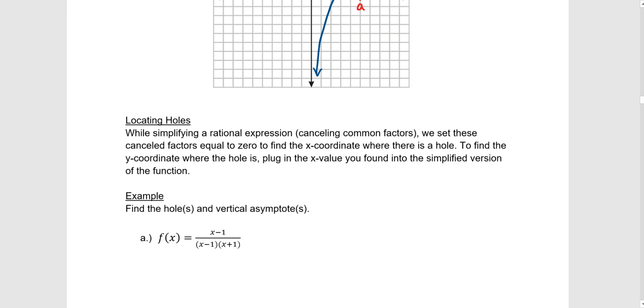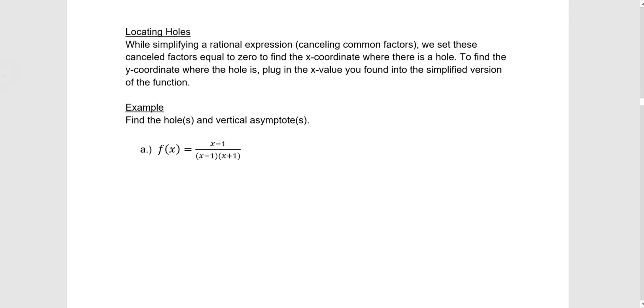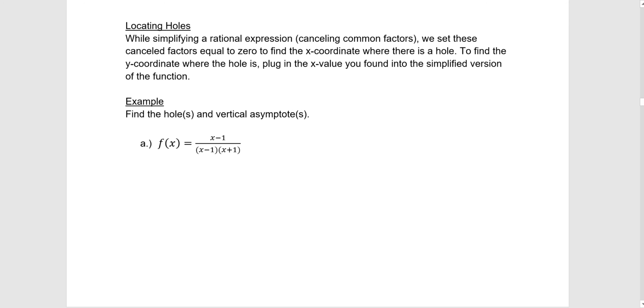Okay, so for locating holes, when we are simplifying a rational expression and canceling those common factors, instead of setting the simplified denominator equal to 0 like we do with the vertical asymptotes, we're going to set the canceled factors equal to 0, and solve that for x, and that's going to be the x coordinate where there is a hole.